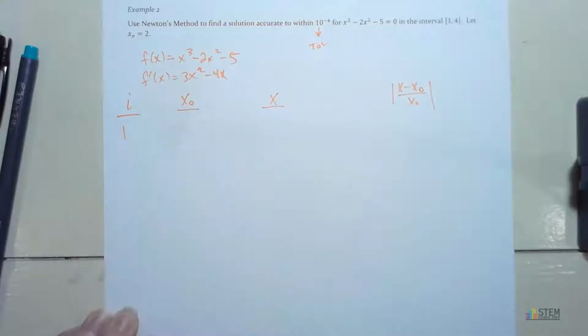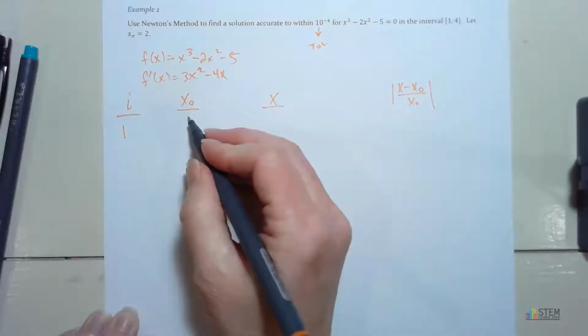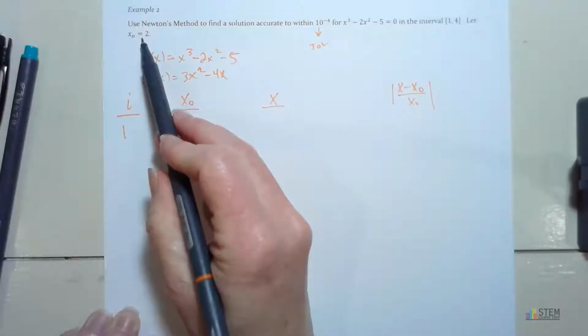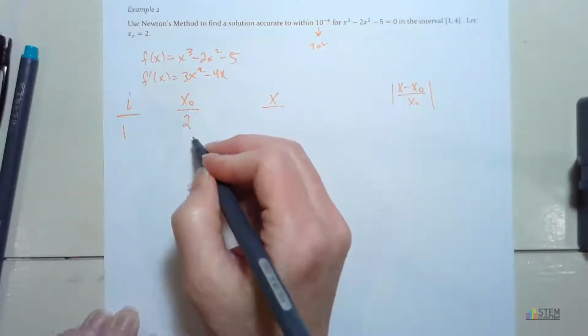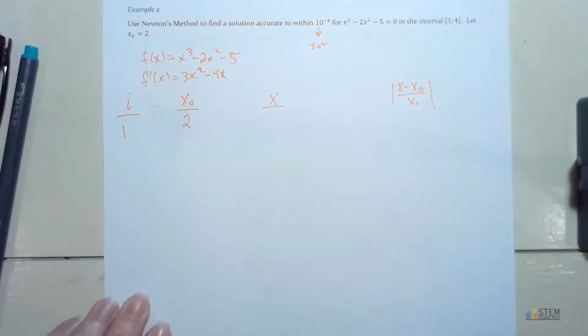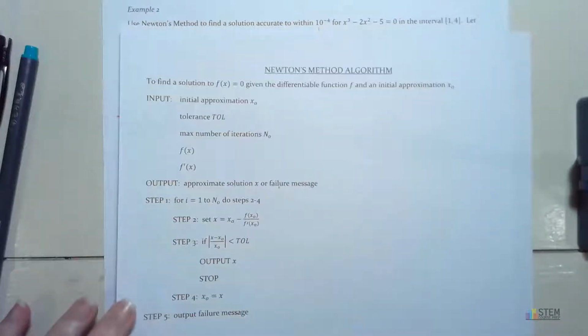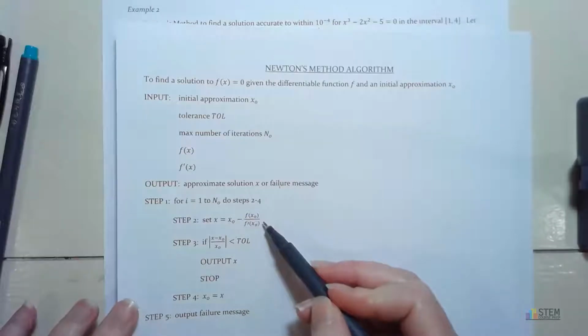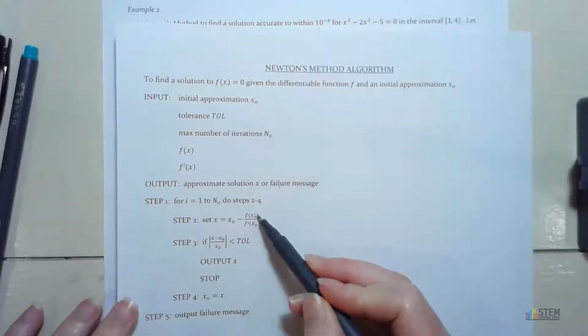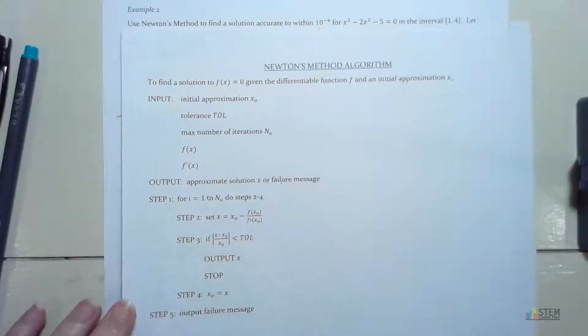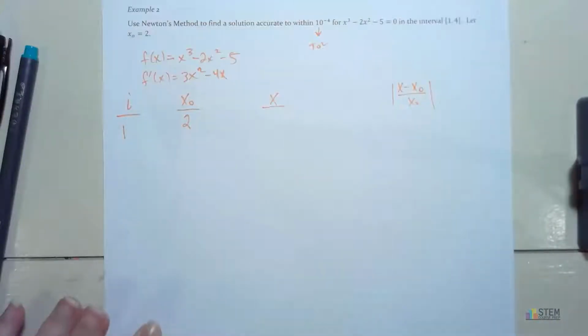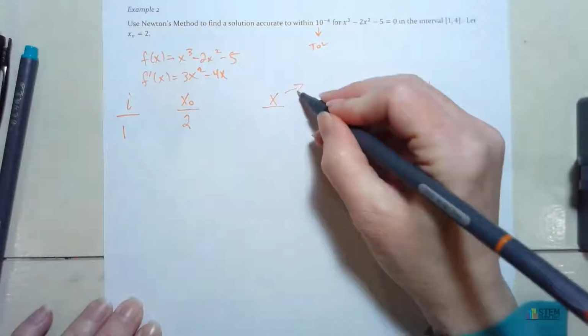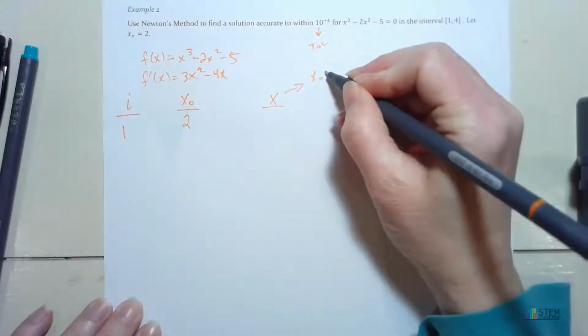So the first time through, i is going to be 1. x0, that was given, that was our initial guess, so that was right here. That's going to go to 2. And now what you need to do is just use the iteration formula. If you remember, that's it right here. So I have x0 minus f of x0 over f prime of x0. All right, so that's it. And if you want, we can write this down.